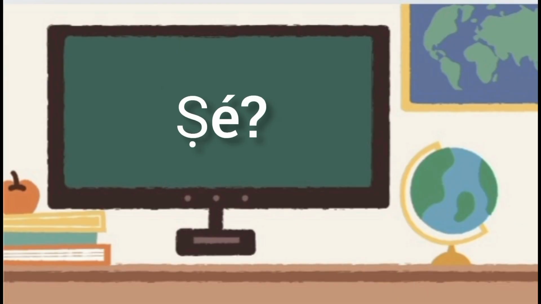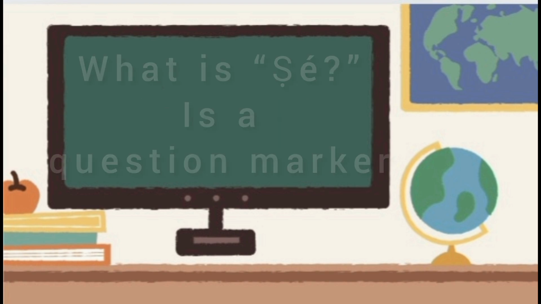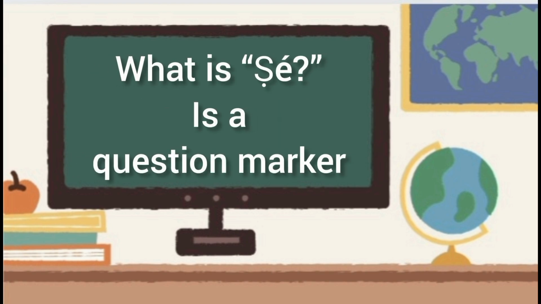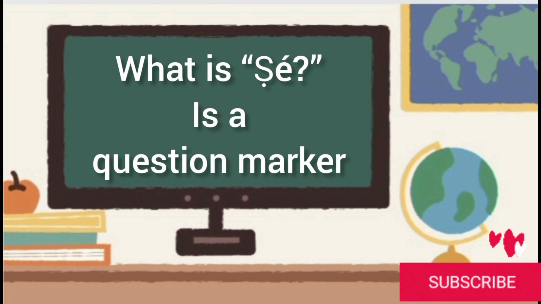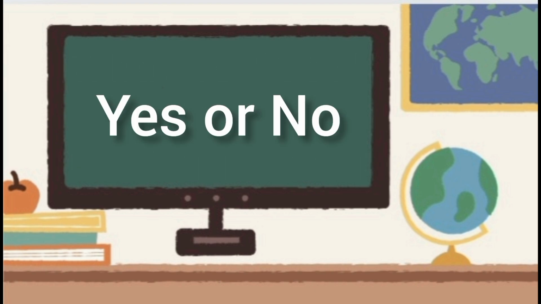Let's go. Now, let's see how we can use ṣé to ask a simple question. What is ṣé? Ṣé in Yoruba language is a question marker. It usually comes at the beginning of a sentence, and it is used to turn a statement into a question that requires either yes or no as an answer.